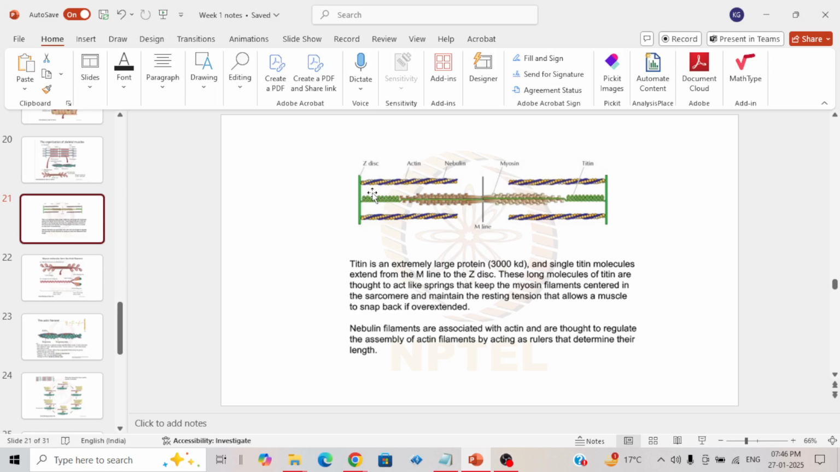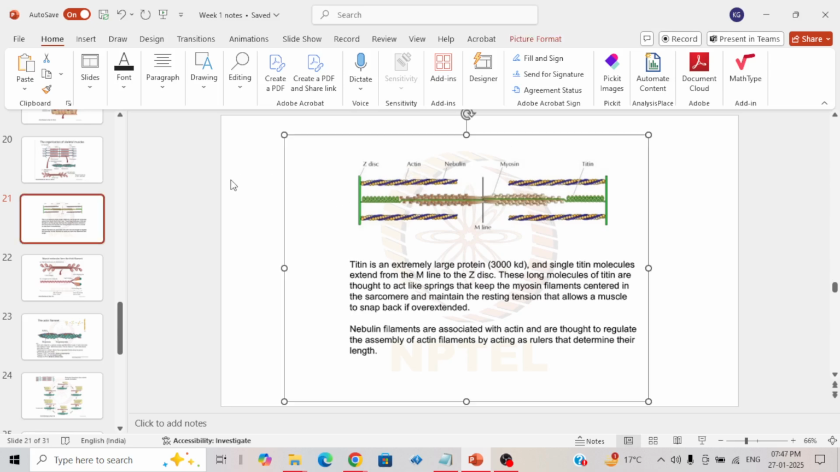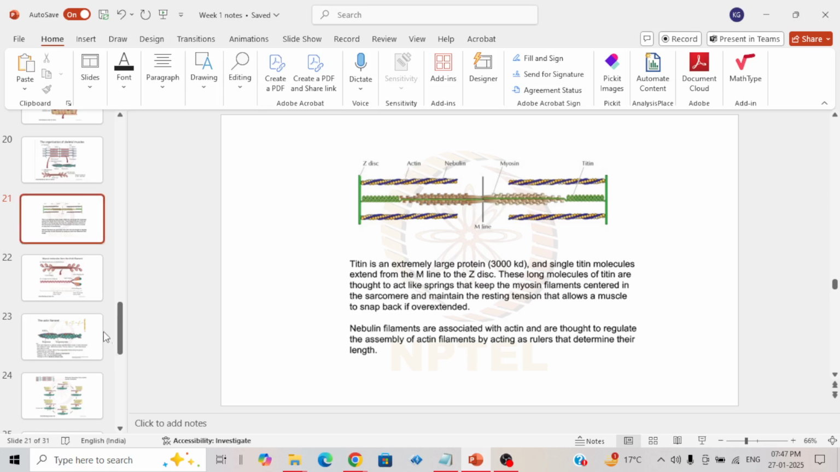Nebulin is running all along the actin, not the whole sarcomere. It is actin only, to keep in check the length of the actin and also to keep the actin in position. Okay, so actin and myosin are the proteins which are actually involved in contraction directly, but nebulin and titin are the ones which are helping them and also help in maintaining the structure of this sarcomere. Okay, so you should remember these proteins correctly.